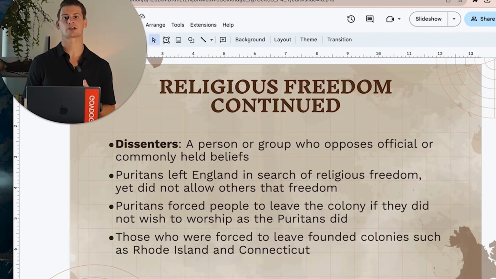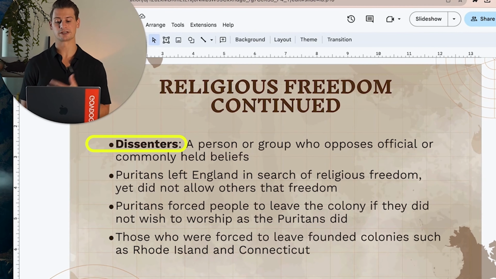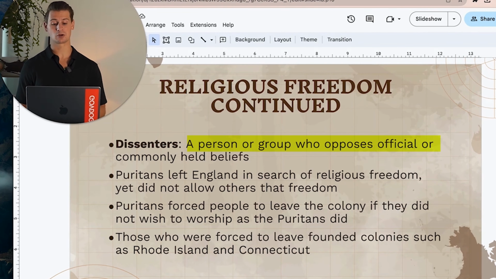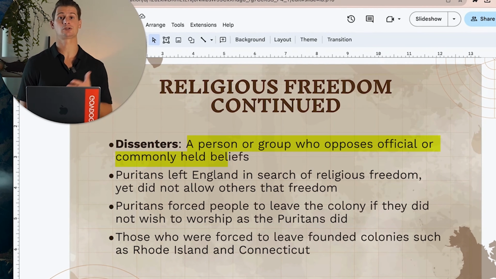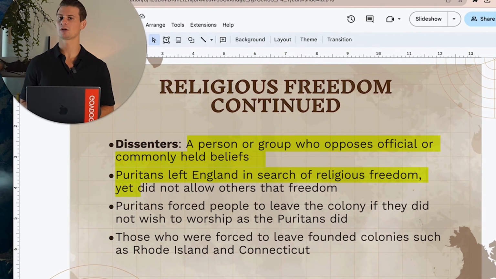So we talked about their religious unrest. Because we had people that disagreed, if you disagreed, you were actually known as a dissenter. So a person who opposes a group or official commonly held beliefs is known as a dissenter. So Puritans left England in search of religious freedom. But ironically, once they got to the New World, they actually didn't let people practice their religion freely.